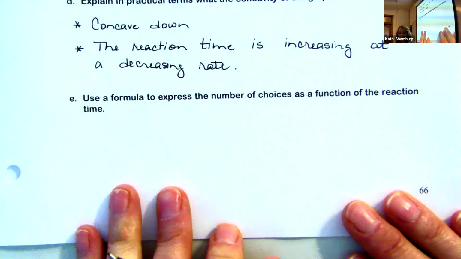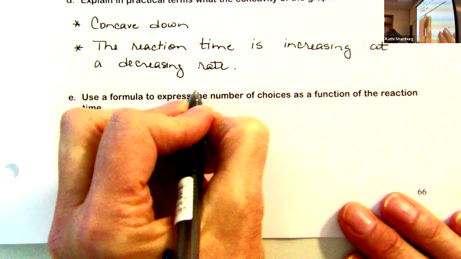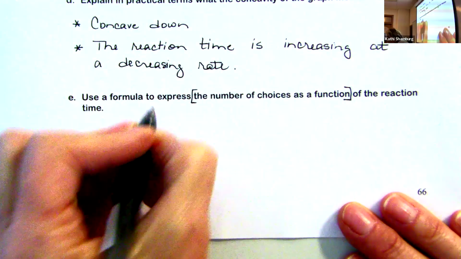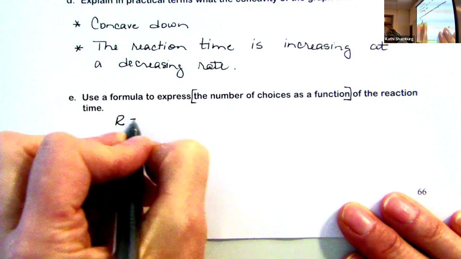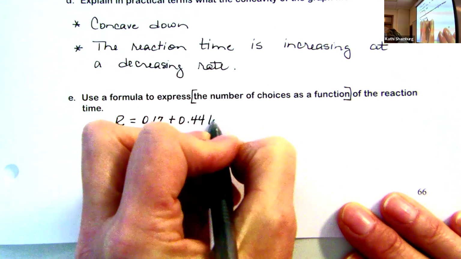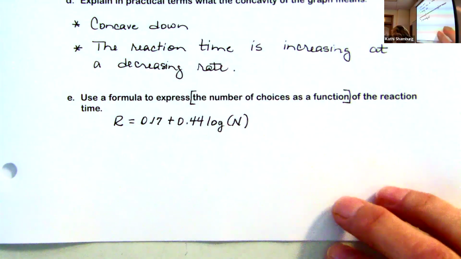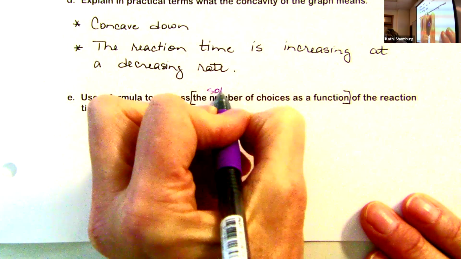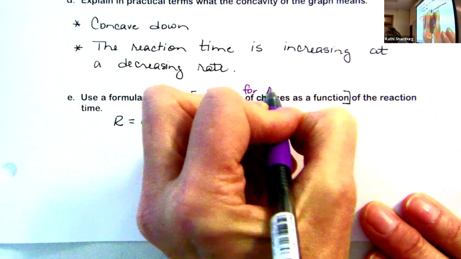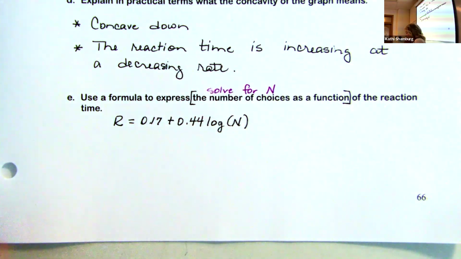All right. Use a formula to express the number of choices as a function. So it wants us to change the number of choices as the function. So here's our equation. R equals 0.17 plus 0.44 log of N. And what it's wanting us to do is it wants us to take this equation and solve for N. Okay, so this one with the log is gonna take a little bit more work. You do need to know how to do it, but you're not gonna see this type of question a lot.